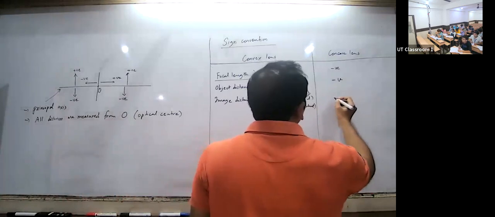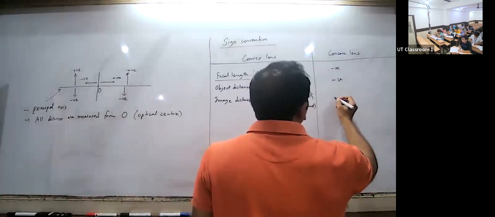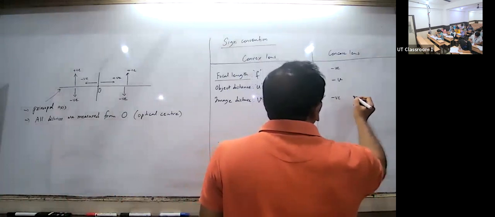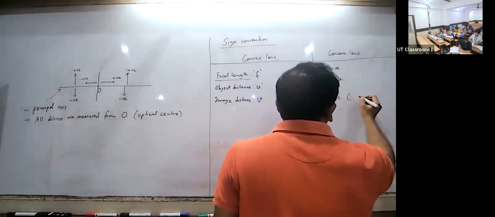In a concave lens, what is everything? Negative, since virtual.